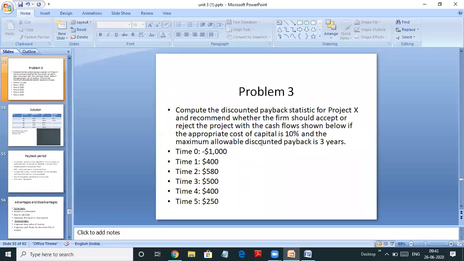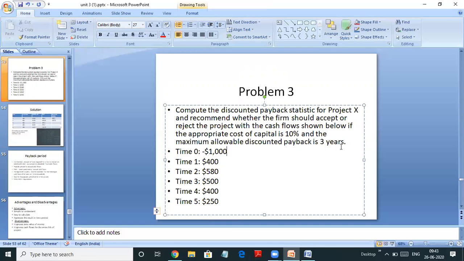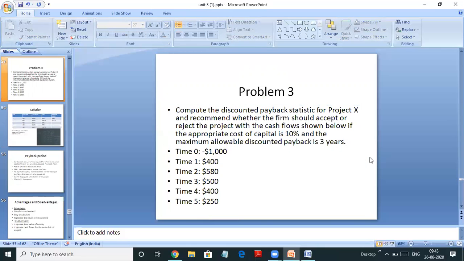Okay, the third problem. Here are the cash flows. At time 0, this is the 1000 initial investment. Cost of capital is 10%. And the company is saying that the maximum allowable discounted payback period is 3 years. So if it is more than 3 years, the company will reject this project. If it is within 3 years, the company will accept the project.